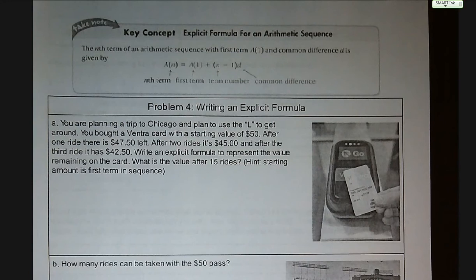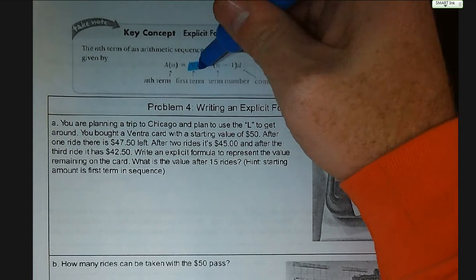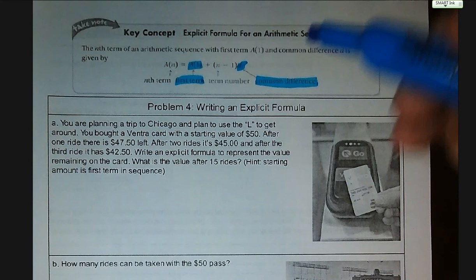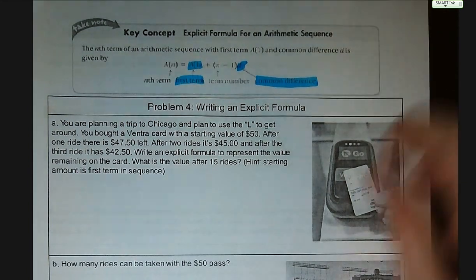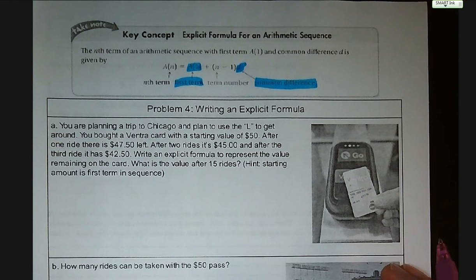Okay, on to problem 4. We're going to be writing an explicit formula. For this, you definitely want to make sure that you're paying attention to what we talked about earlier. The things that change are the first term and the common difference. Your nth term and the term number are always going to remain the same. You're always going to have those same things in there.